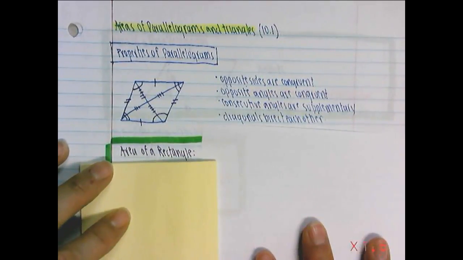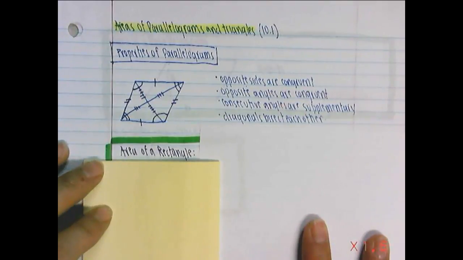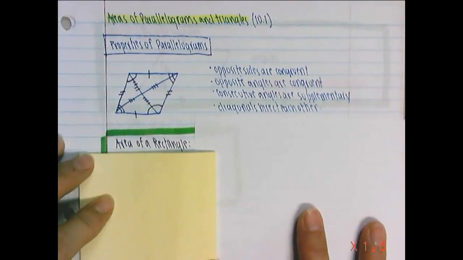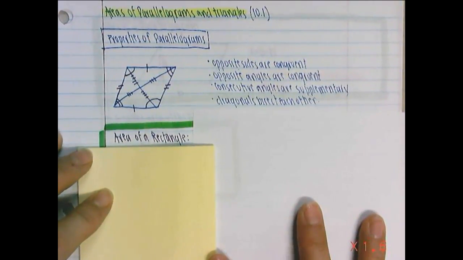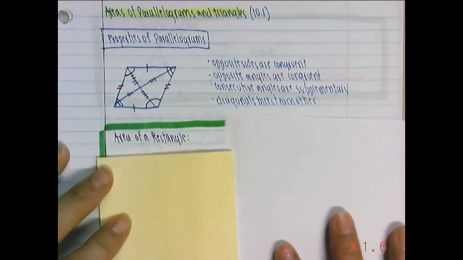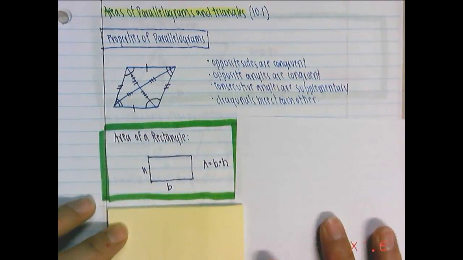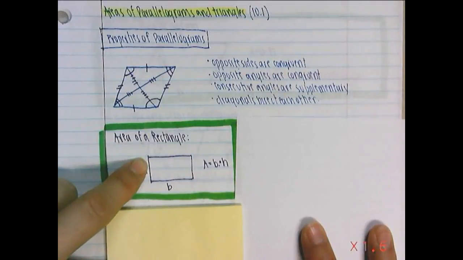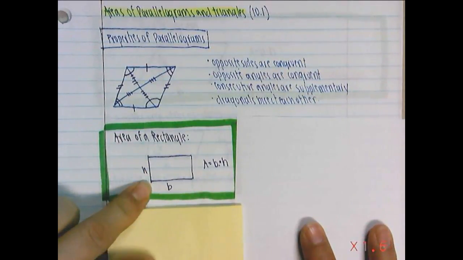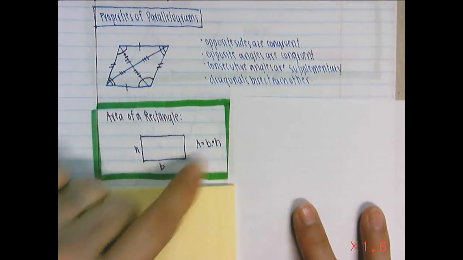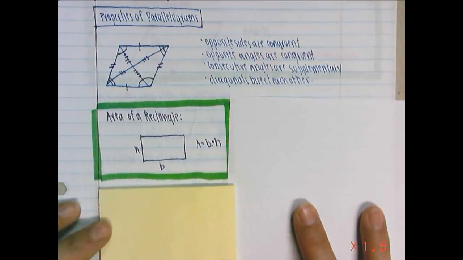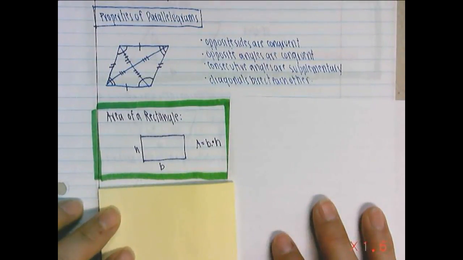All right, area of a rectangle. Just giving you guys a second to get it all copied down. Trying to not go so fast. All right, so here I have a rectangle, okay, in this wonderful little box. This would be the height, and this would be the base. And to find the area, you multiply the base times the height. All right, area of a rectangle.